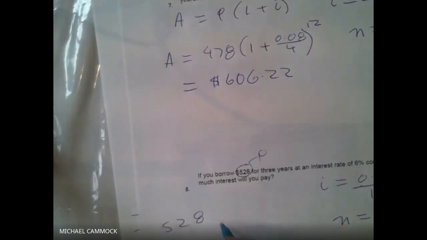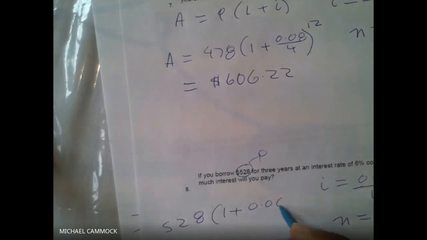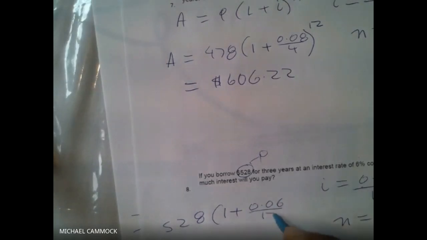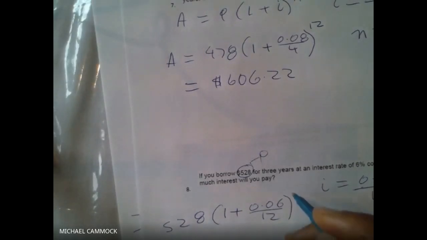So 528, hopefully you can still see my camera. 1 plus 0.06 divided by 12 raised to the power 3 times 12, which is 36. And I'm going to put that all in the calculator. And remember, I'm going to have one more step after this to get my final answer. So 528 bracket 1 plus 0.06 divided by 12 raised to the power of 36.